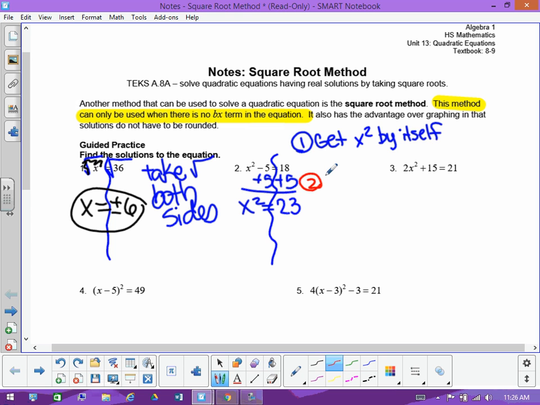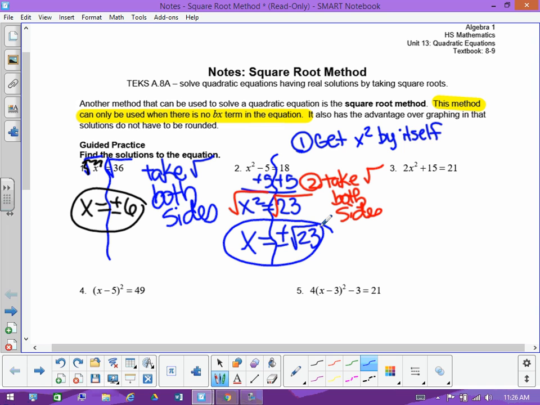Then, since x squared is by itself, I can take the square root of both sides. If I take the square root of anything squared, it cancels it out, I get x. Can we take the square root of 23? No, ma'am. I'm going to leave it.